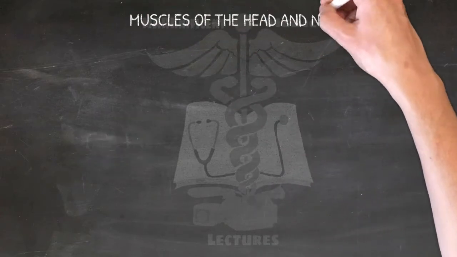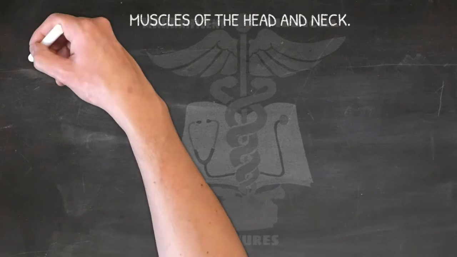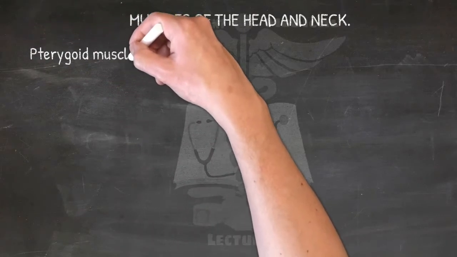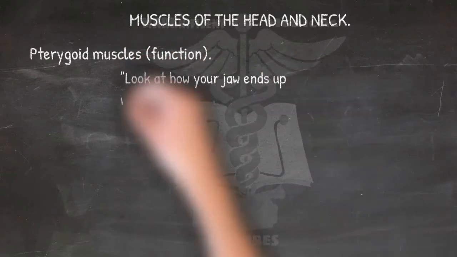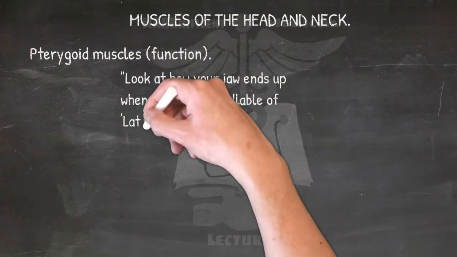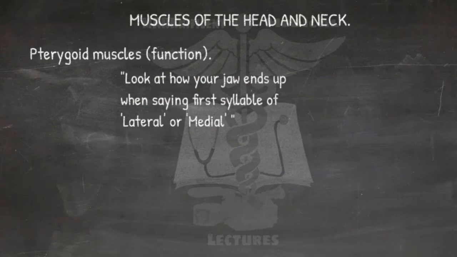Muscles of the head and neck. Pterygoid muscles function. Look at how your jaw ends up when saying the first syllable of lateral or medial. Lateral, your jaw is now open, so lateral opens the mouth. Medial, your jaw is still closed, so medial closes the mandible.